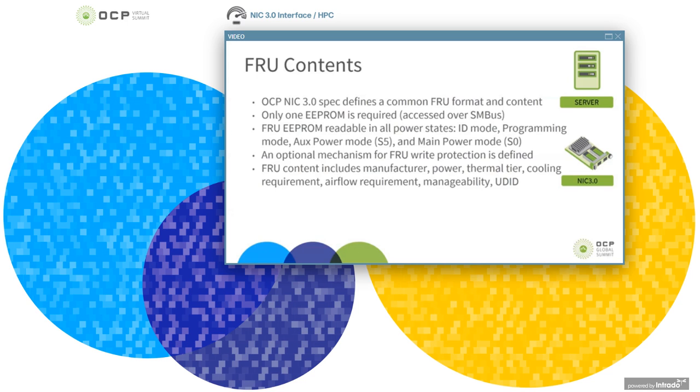And lastly, the FRU content includes things such as the manufacturer name, power, thermal tier requirements, cooling and airflow that's required based on the card's design. There are breadcrumbs for manageability schemes that are supported, as well as a device ID. And so now I'd like to pass it back to Hemel to talk about the software stacks that are involved in making this all happen.